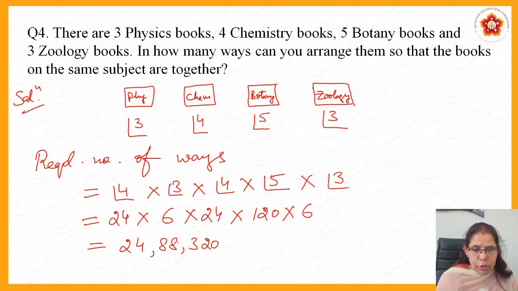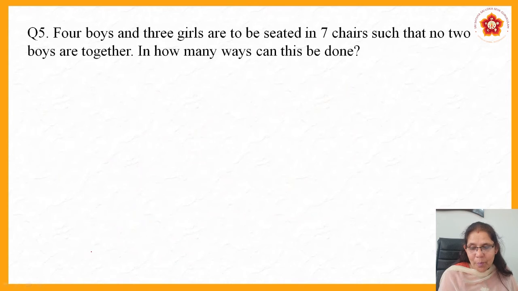So it comes out 24,88,320. Here also we have got just 15 books. And see, these 15 books can be arranged in 24,88,320 ways. And we are keeping all books of same subject together.